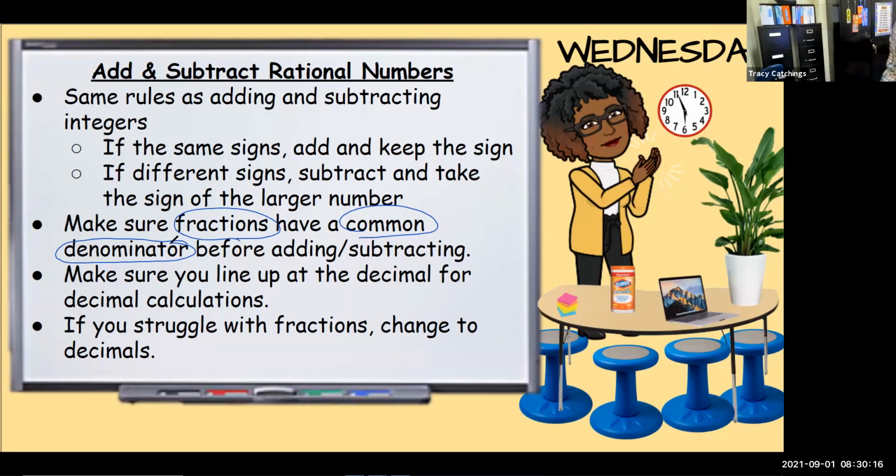The second piece I reminded us about was decimals. Always remember when we add and subtract, we line up at that decimal. Some of you probably noticed yesterday in the virtual meeting, I kept saying line up at the decimal. It's very important when I have a whole number and then a decimal, because otherwise I put that whole number in the wrong position.